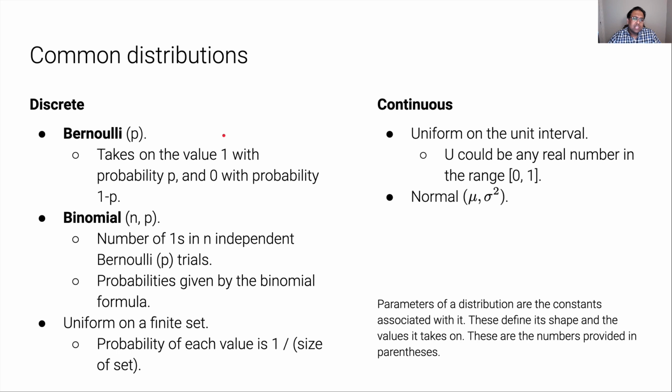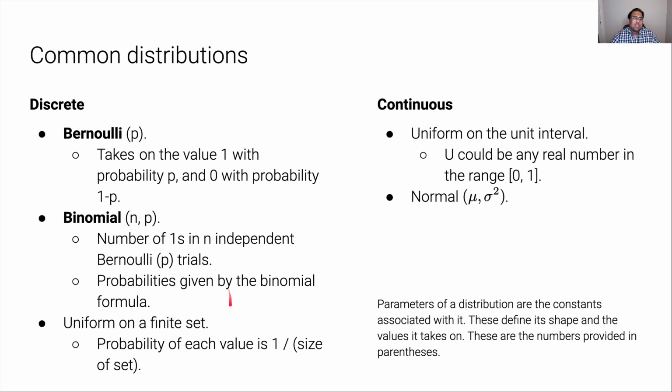The most common discrete distributions are the Bernoulli and binomial distributions. I won't talk too much about those right now because the next entire video is dedicated to them. One thing to note, though, is that these variables in brackets are called parameters. The parameters of a distribution are the constants associated with it, and the parameters describe the values that the distribution takes on and what the shape of it looks like.